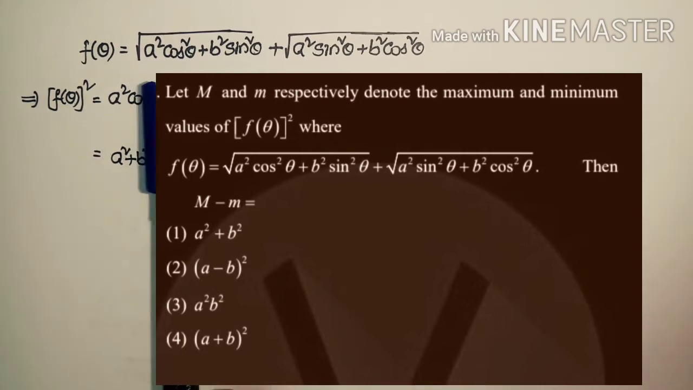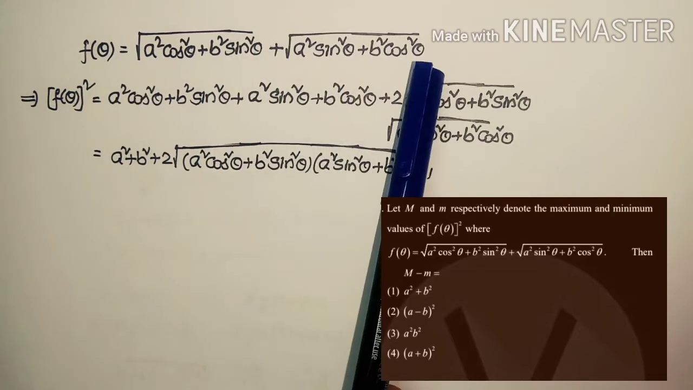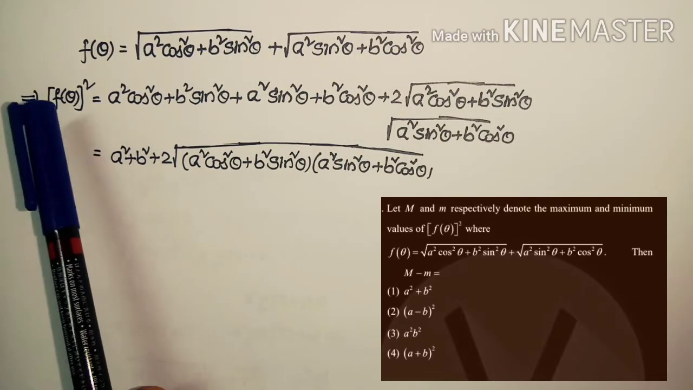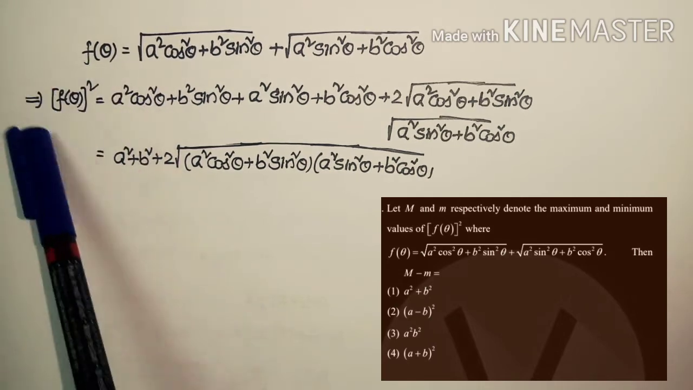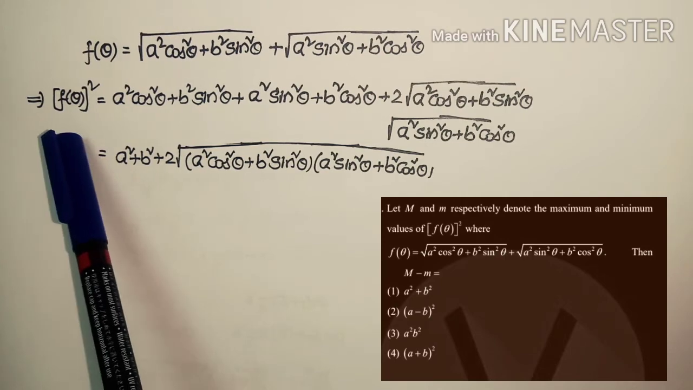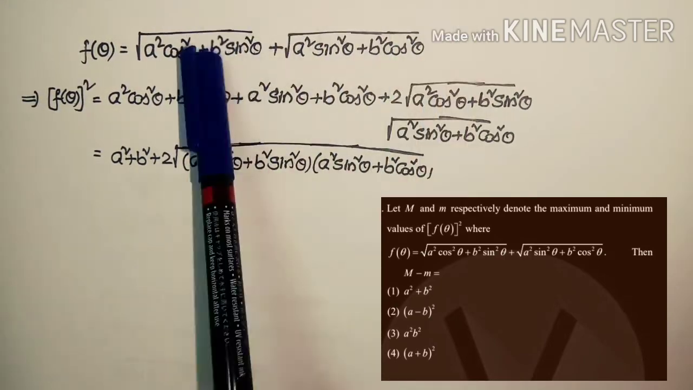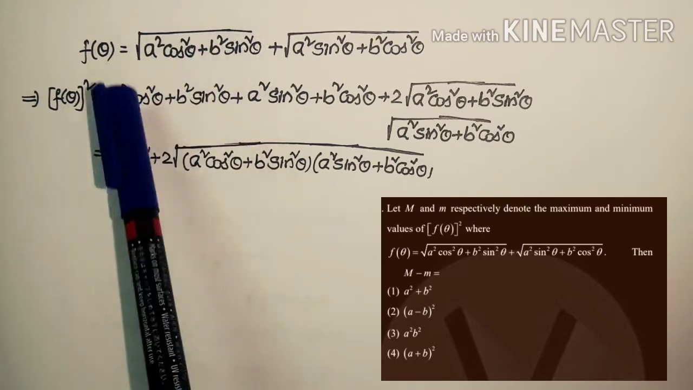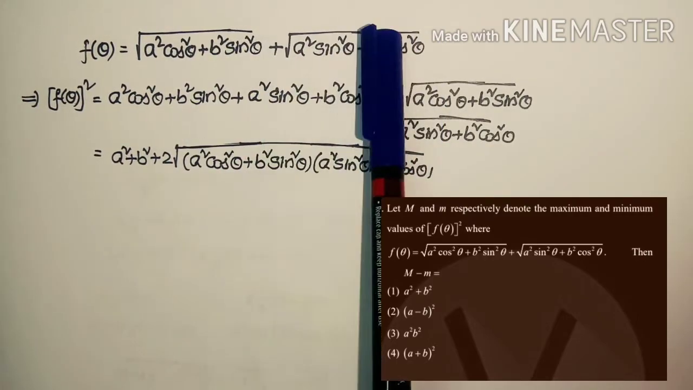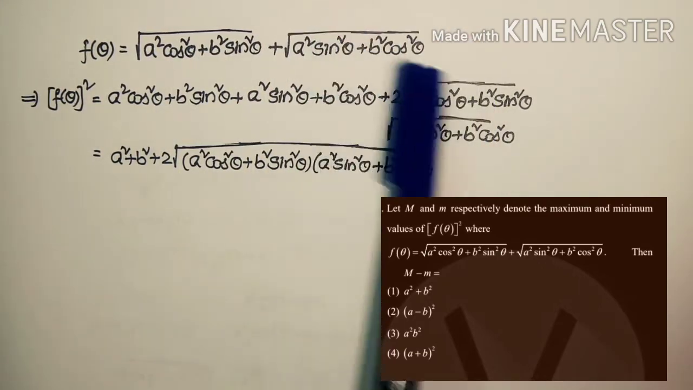Given that f of theta is equal to this function, and we need the maximum and minimum values of f of theta whole square. So f of theta whole square equals, expanding the square, a square cos square theta plus b square sin square theta, plus a square sin square theta plus b square cos square theta, plus 2 into root of this value into root of this value.